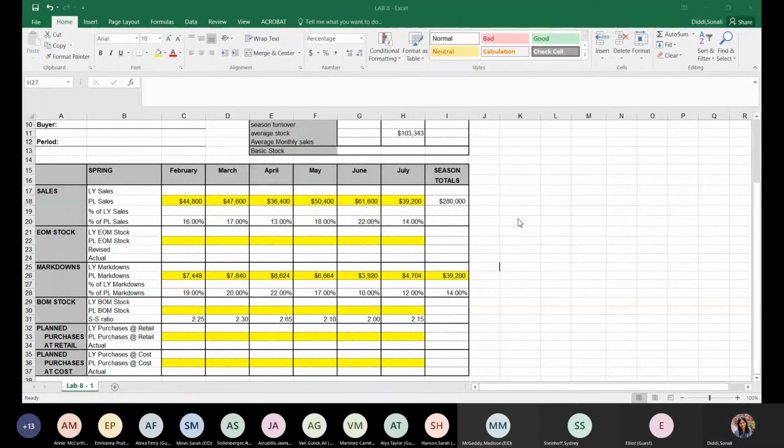Okay. So let's go ahead and do the second part of it, which is stock to sales ratio, planning your BOM stock using the stock to sales ratio method. So you're going to take your stock to sales ratio and times it by your monthly sales for that particular month.